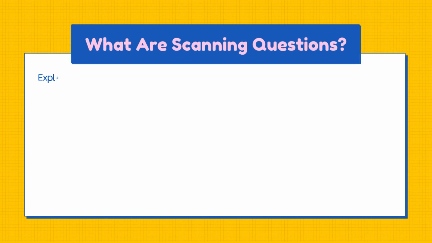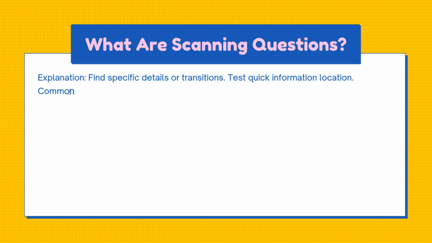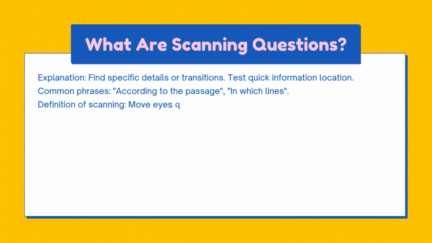So, what exactly are scanning questions? In the TOEFL reading section, these questions ask you to find specific details or a transition. A transition is simply when the author changes to a new topic. These questions test how fast you can locate information. They often use phrases like, according to the passage, or, in which lines. Sometimes, they'll even ask for a specific line number.